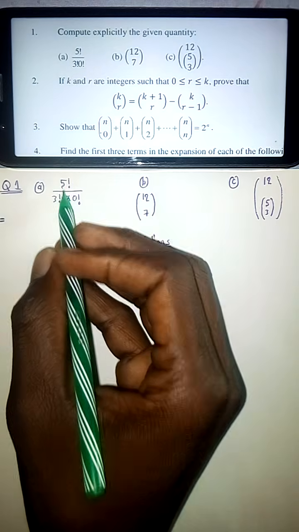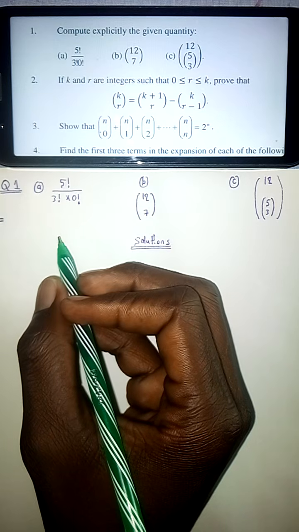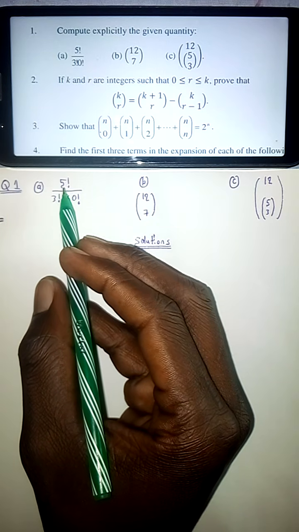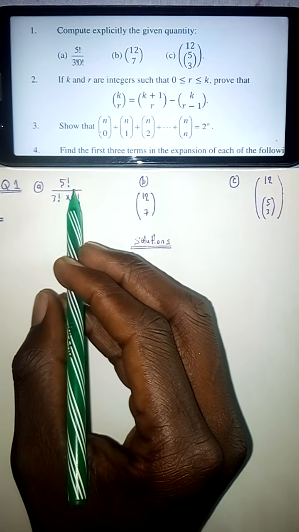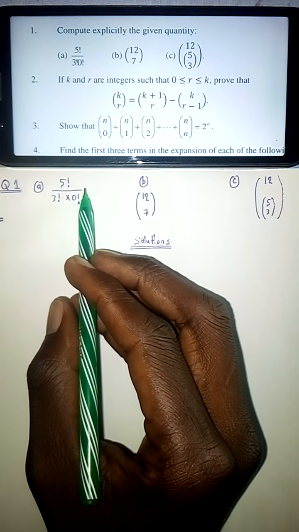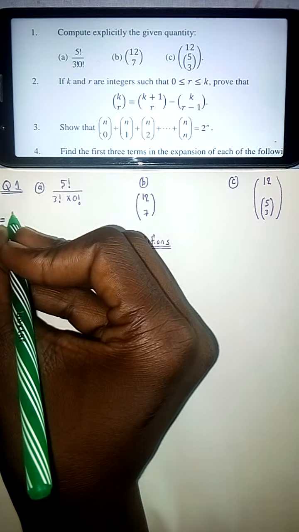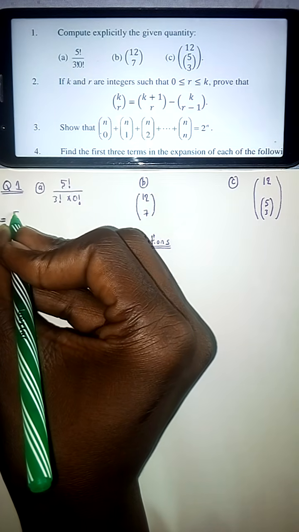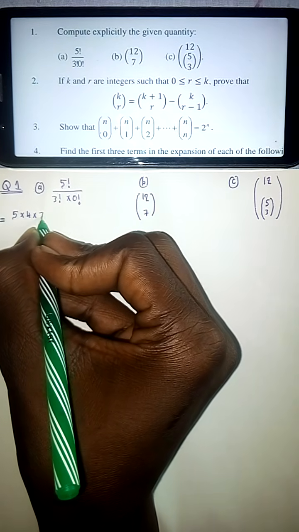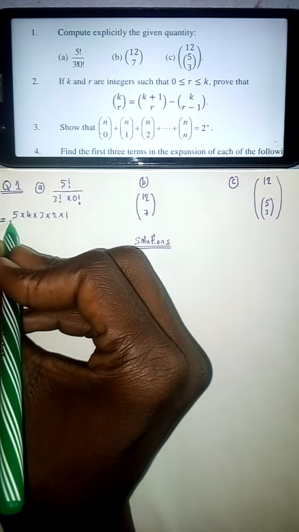Well, we start with this 5 factorial. So what does 5 factorial mean? Well, 5 factorial simply means that we multiply 5 with each and every whole number that is less than it, until we reach 1. What do I mean by that? I mean we multiply it like this: 5 multiplied by 4 multiplied by 3 multiplied by 2 multiplied by 1. That is what 5 factorial simply means.